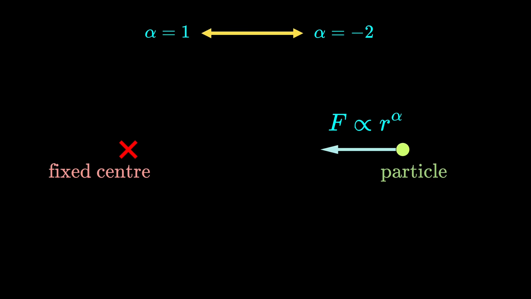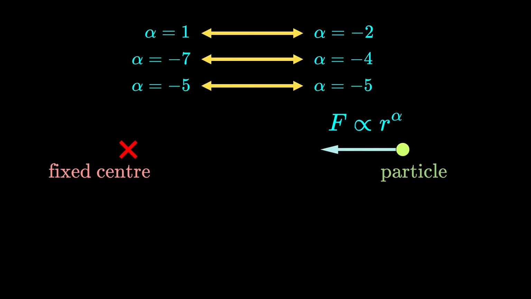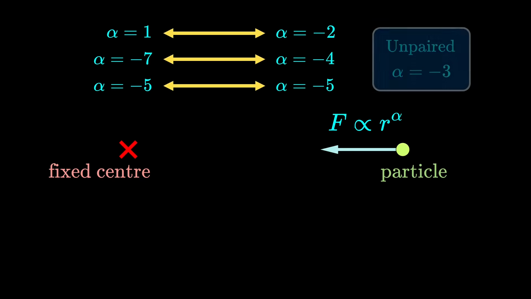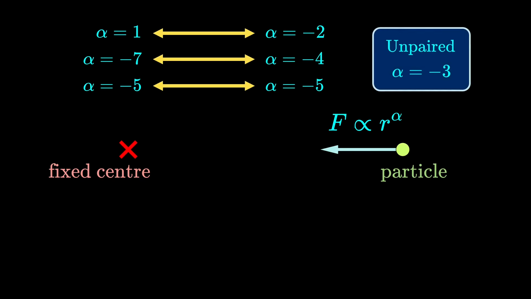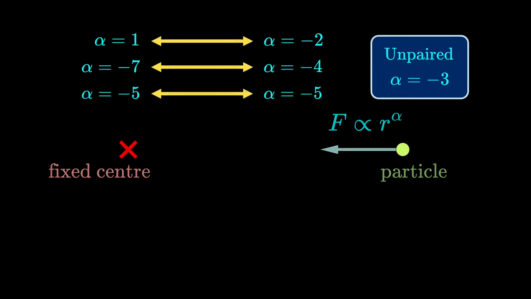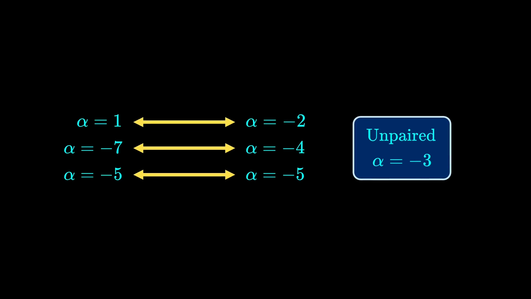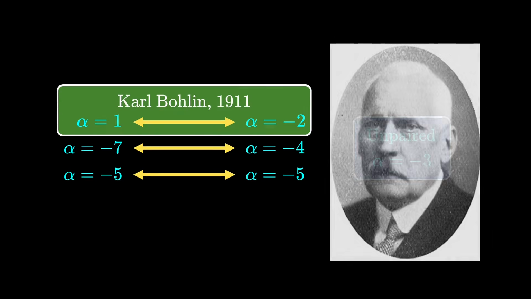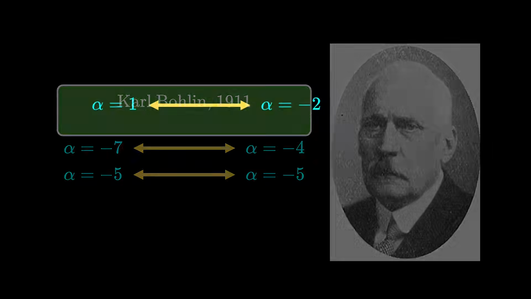One of them is 1 and -2, another pair is -7 and -4, but the inverse fifth power law pairs with itself. The only unpaired exponent is -3, which makes the inverse cube law special. But why these pairings? It started with this Swedish guy, Carl Bohlin, who identified the first pair using complex numbers. The big picture is this.